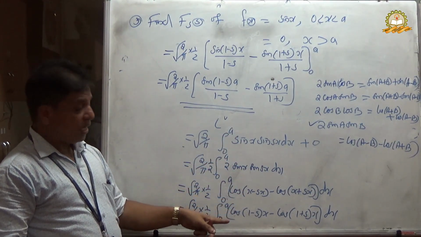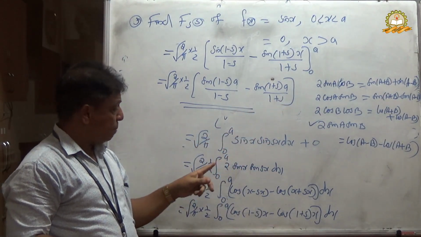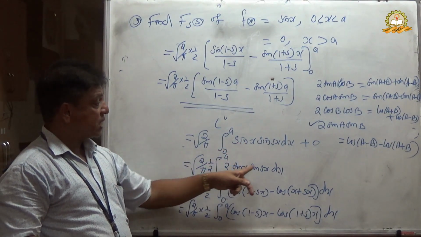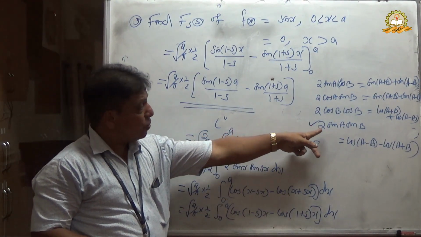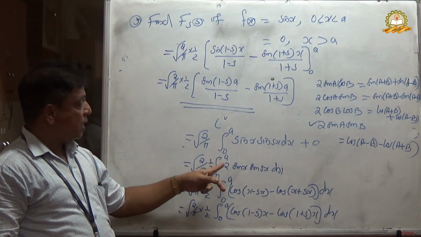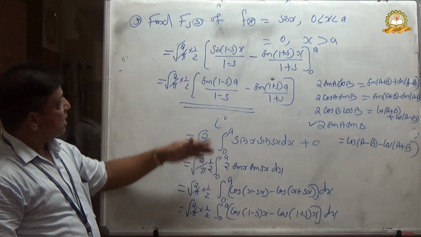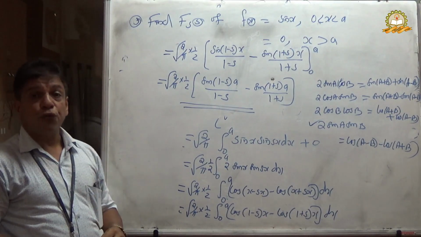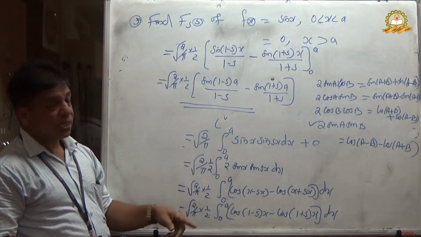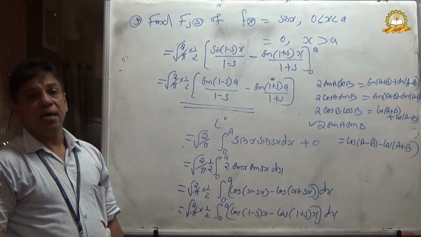After that we integrate. For applying the trigonometric identity, we multiply and divide by 2. Then this will be 2 sin x sin sx. Our standard result will be 2 sin a sin b. To bring 2 here, we multiply and divide by 2. Then after integrating, the final result will be root of 2 by pi into 1 by 2 sin 1 minus s into a by 1 minus s minus sin 1 plus s into a by 1 plus s. This is the required result.